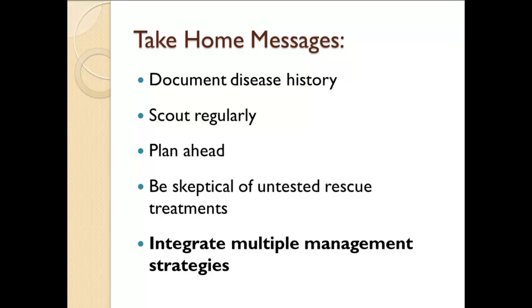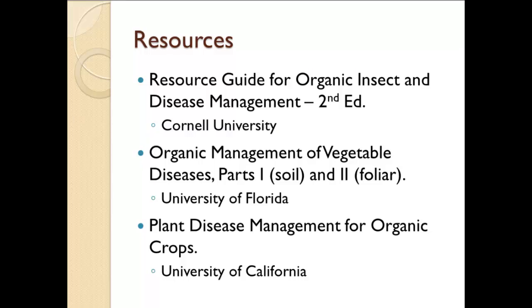And the bottom line is don't rely on one thing to manage your diseases. Implement an integrated pest management program where you're incorporating disease-resistant varieties with crop rotation schedules, with proper planting time and water management at an appropriate level, so that you minimize the risk and you improve the bottom line overall. There are a number of places where you can go to get information on disease management in organic systems. Cornell University puts out an organic insect and disease management guide.